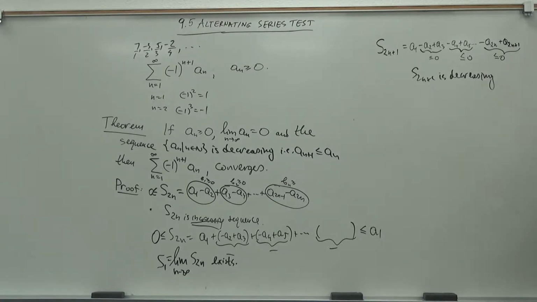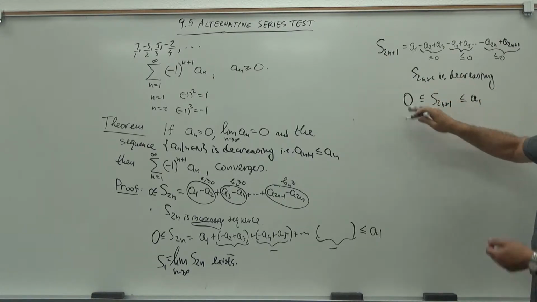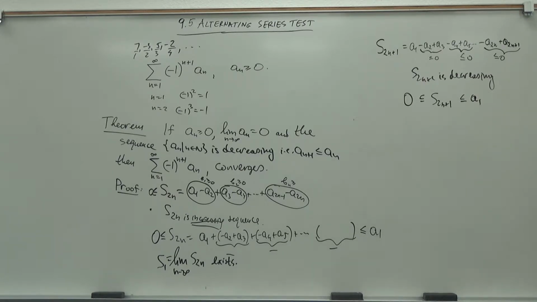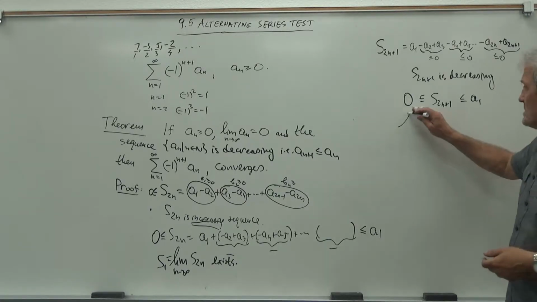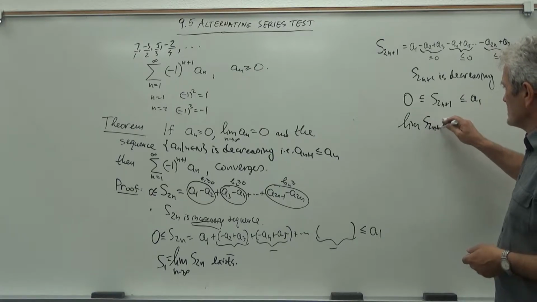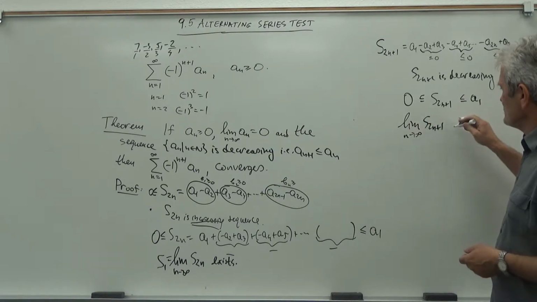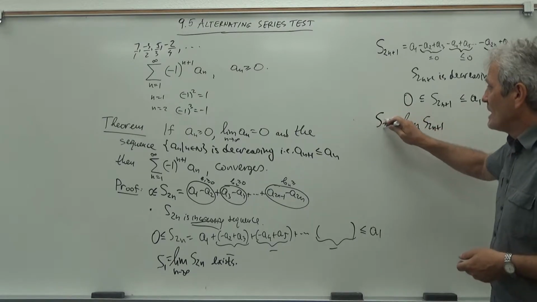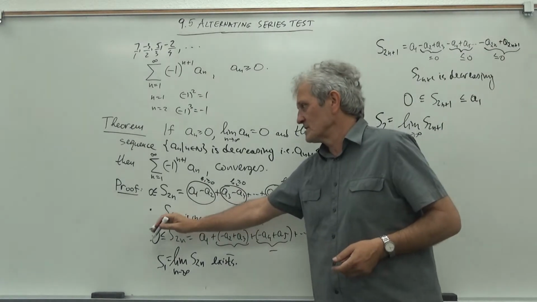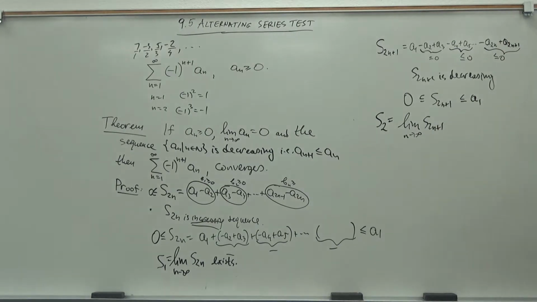What else? I also know not only that it's decreasing, since I'm chipping off from A1 the same way as before, I know that S2n plus 1 is less than or equal to A1 and greater or equal to 0. So what is that telling you? It's telling you, for the same reason, that the limit of S2n plus 1 when n goes to infinity exists. But I'm not sure if that's the same limit as the one that I got a minute ago, so that's what I'll call it S2.